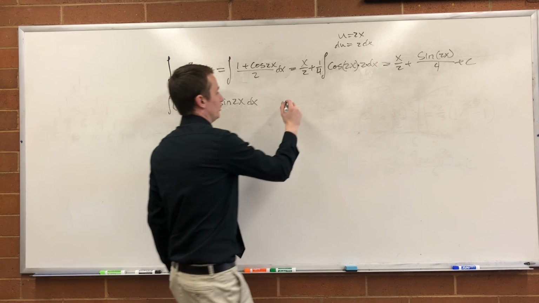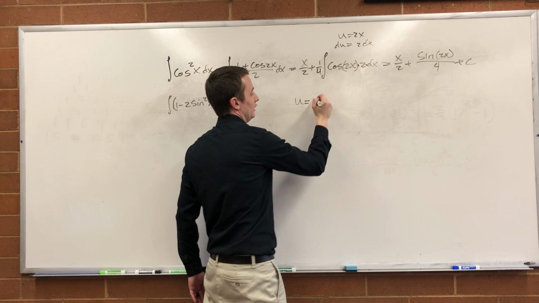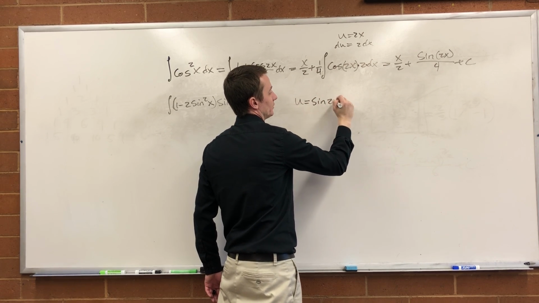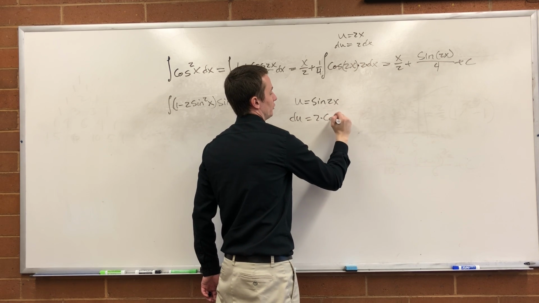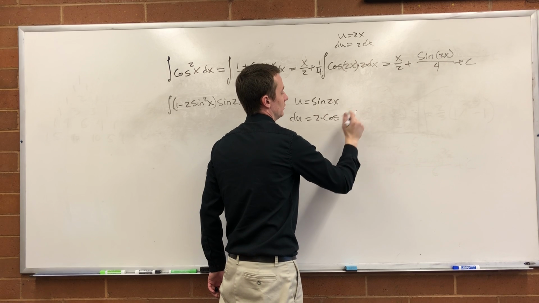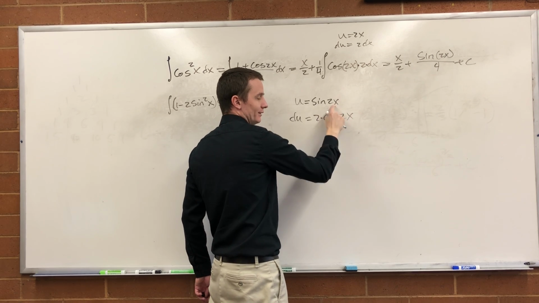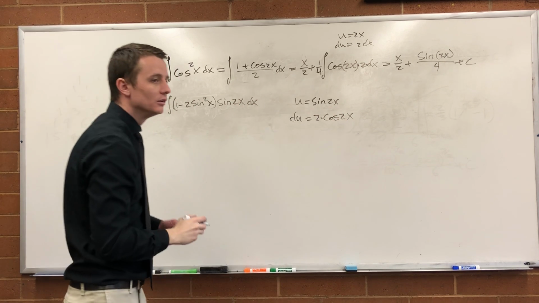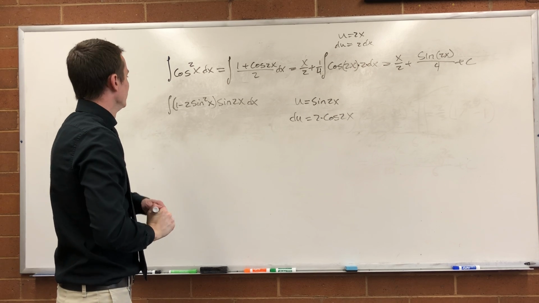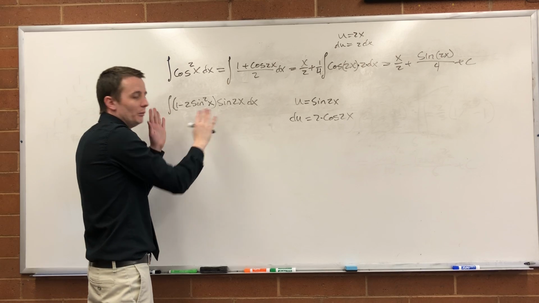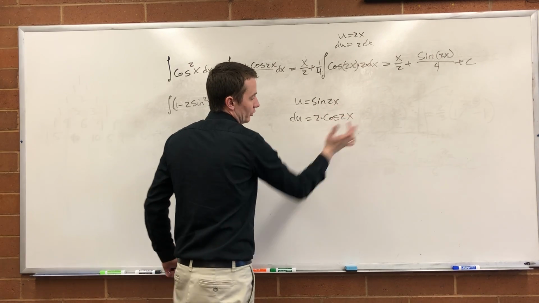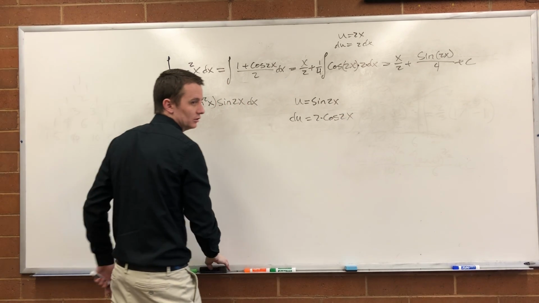If I do a u substitution, if I do u is going to equal something like sine of 2x, then my du is going to be 2 cosine of 2x. And they're going to have the same inside part. So whatever I choose to be my u and my du here, I'm going to need them to have the same inside part to the trig function, otherwise we're in trouble.